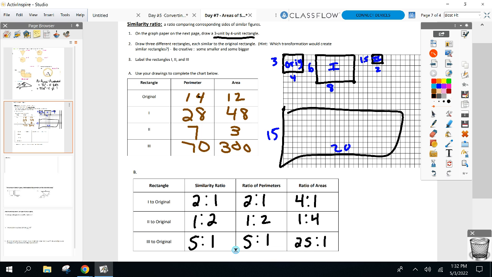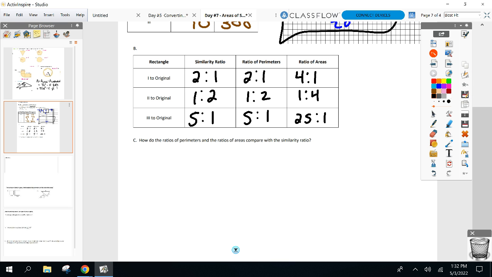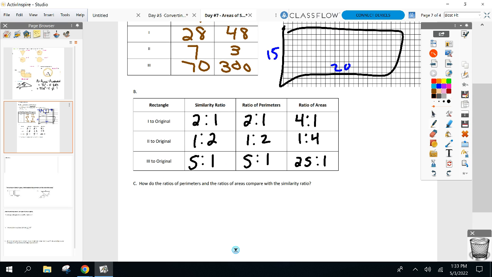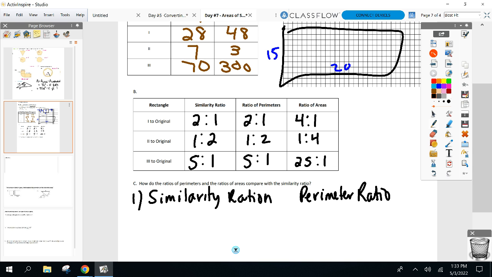All right, so let's talk about our conclusion here. Conclusion number 1, similarity ratio, leave a little space, and perimeter ratio. Remember, similarity ratio of the sides. What do I know about them? Look at our chart. Why did I say ratio? Similarity ratio and perimeter ratio. What do we always know about them? Always the exact same, aren't they? That's what our table's proving here.